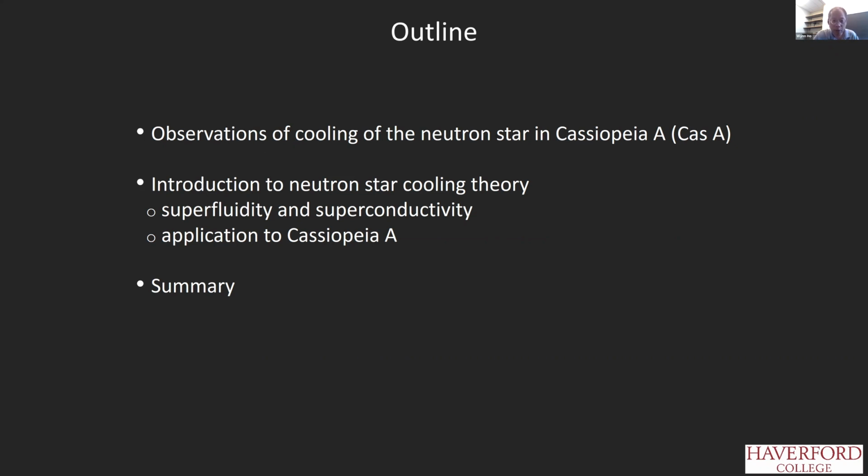So for this relatively short talk, my outline is pretty simple. In the first half of the talk, I will talk about the observations of the cooling of the neutron star in Cassiopeia A, which I'll just call Cass A for short. I'll just talk about the observations themselves. And then in the second half of the talk, I'll give a brief introduction to neutron star cooling theory, and then concentrate on the effects on cooling of superfluidity and superconductivity, and then apply this neutron star cooling theory to Cass A to learn about superfluidity and superconductivity, and then I'll summarize.